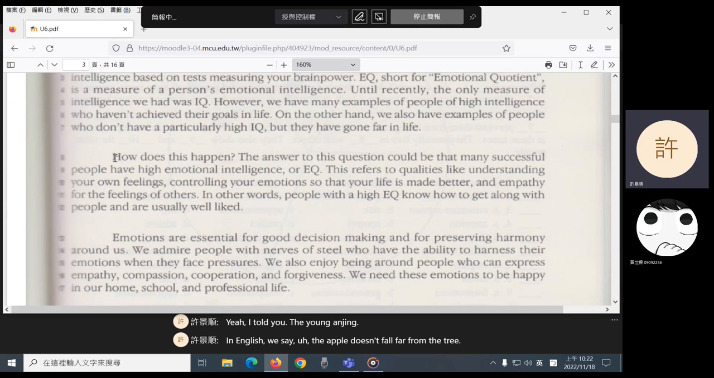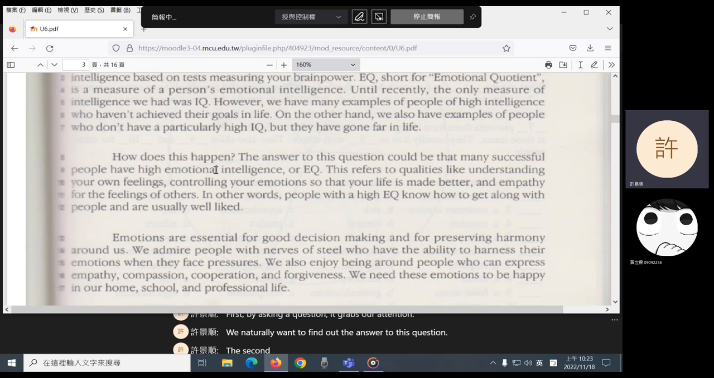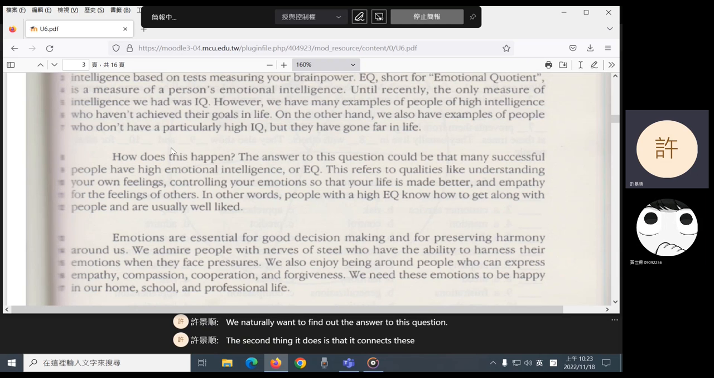Okay, so in paragraph two, it begins with a question. Even though this sentence does not give us the main idea, it is still not a bad sentence. It does two things at the same time. First, by asking a question, it grabs our attention. We naturally want to find out the answer to this question. The second thing it does is that it connects these two paragraphs. When it says, how does this happen? We have to think back to what we just read. So it connects the ideas between the two paragraphs.